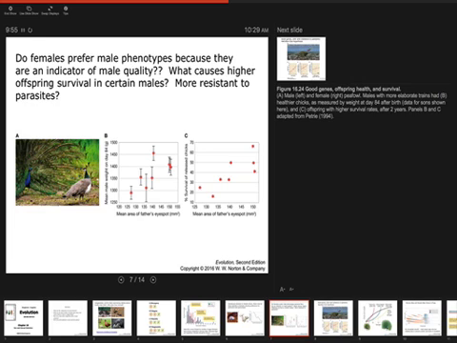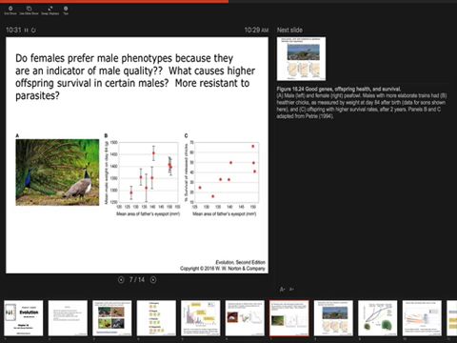So the other thing we might want to think about is more of an indirect measure. Do females prefer male phenotypes because they are an indicator of male quality, and what causes higher offspring survival in certain males? So here's a study that was done with peacocks. Which one's the male? Right here, here's the female. They have a lek mating system where there are congregations of males, and females come and visit temporarily. They have nothing to do with these males after mating, and they take care of all the offspring, so females should be choosy.